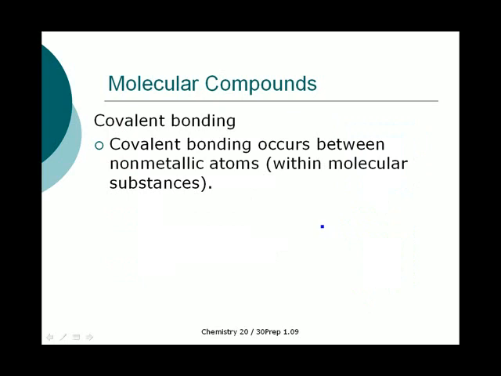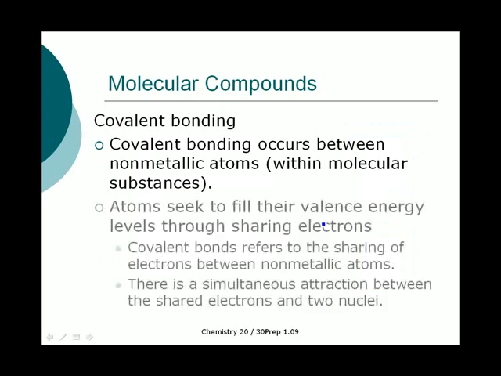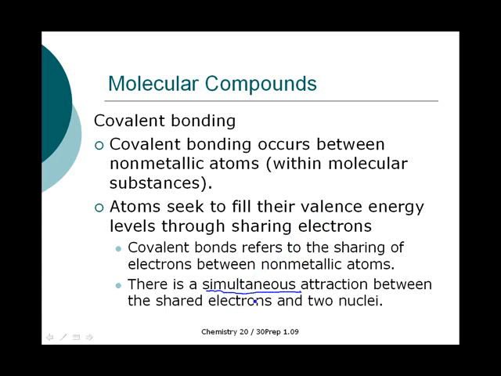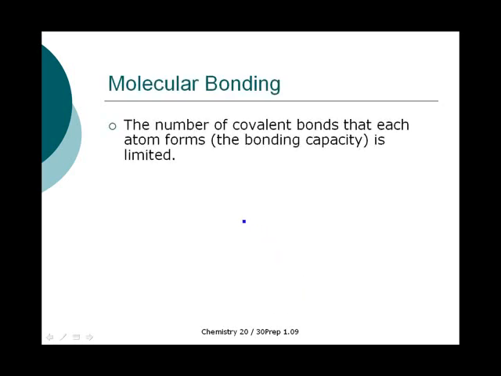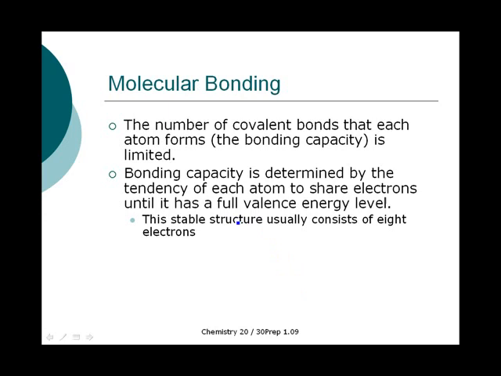Now for molecular compounds, their bonding is a little bit different. They don't transfer electrons, so they're only with nonmetallic atoms. They fill their valence energy levels through sharing of electrons, which means there's a simultaneous attraction between the shared electrons and the 2 nuclei, or the 2 atoms. So each atom is attracted to the same electrons. This means that the number of covalent bonds formed by an atom is limited, and it's determined by the tendency of each of these atoms to fill their valence energy level, or another way of looking at it is, it's determined by the number of bonding electrons.